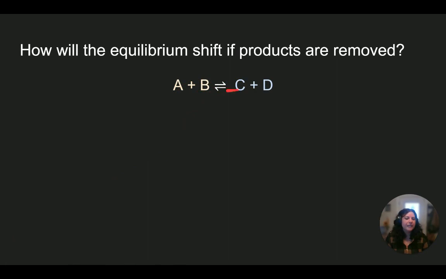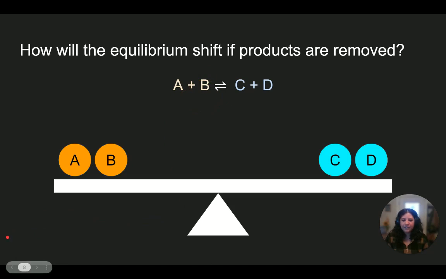We have A plus B makes C plus D, and we have the double arrows to tell us that this is a reaction that is in equilibrium. So let's think about our seesaw. How will the equilibrium shift if products are removed? So let's take away some products and think about that seesaw.